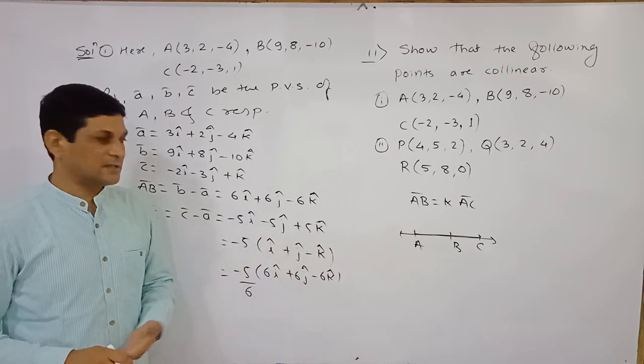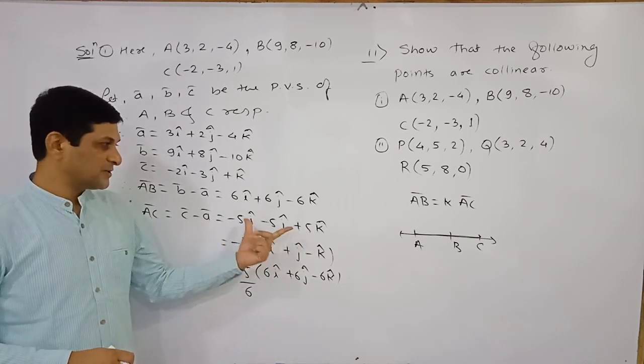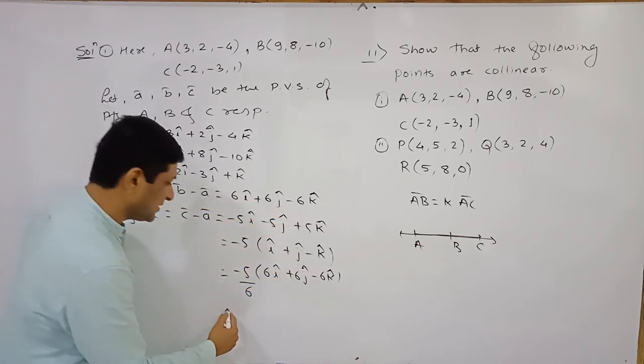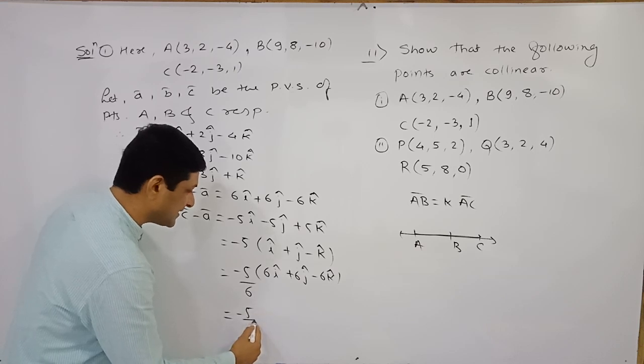This is just simply an adjustment to get what? This vector. Sorry, to get what? AB bar here. So to get AB bar here, which is equal to minus 5 by 6. Keep it as it is.